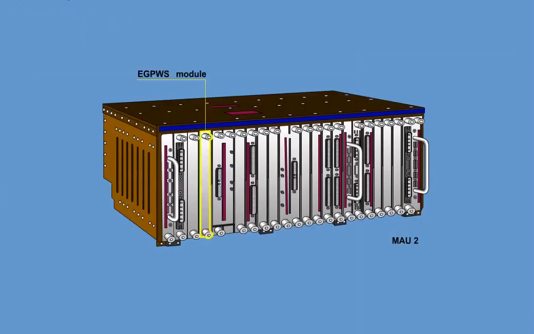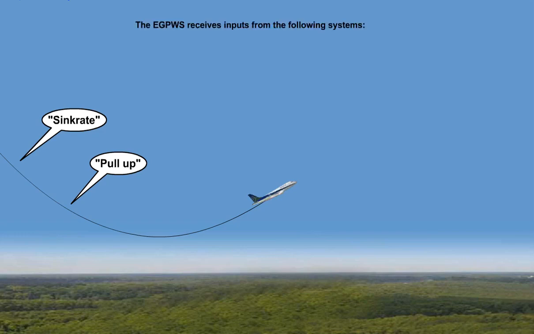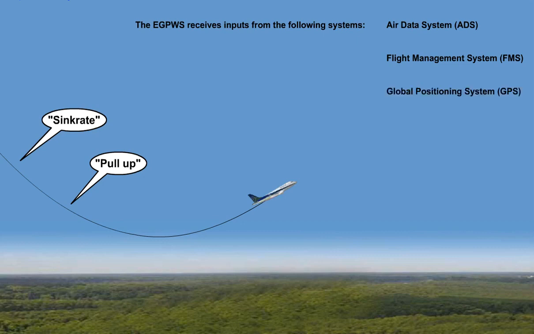The EGPWS is a module contained in the Modular Avionics Unit, MAU number 2, and it is powered via Essential DC Bus number 2. The EGPWS receives inputs from the following systems: Air Data System, ADS, Flight Management System, FMS, Global Positioning System, GPS, Inertial Reference System, IRS, Radar Altimeter, and Slats and Flaps Control System.